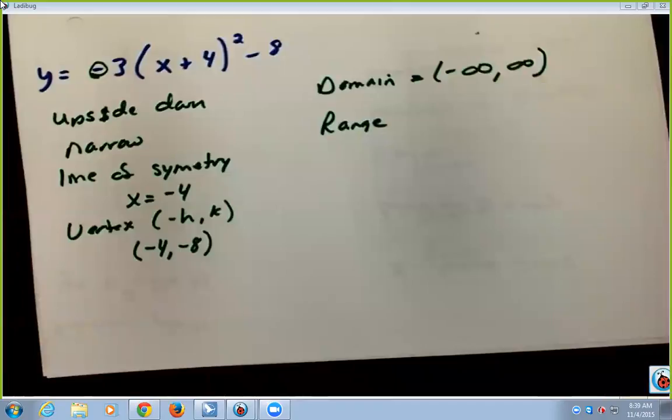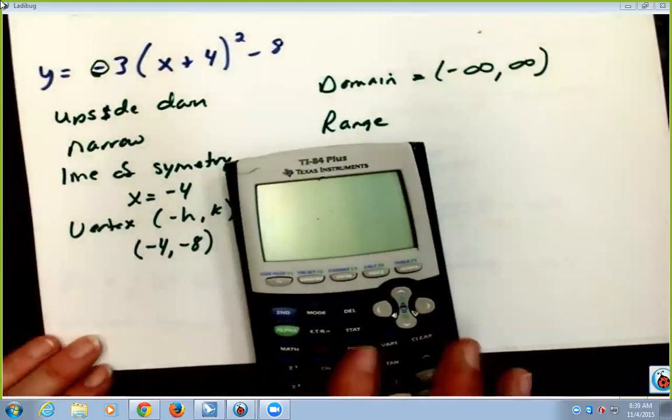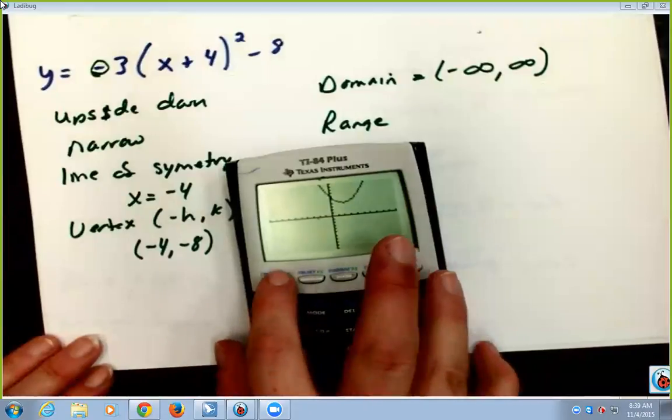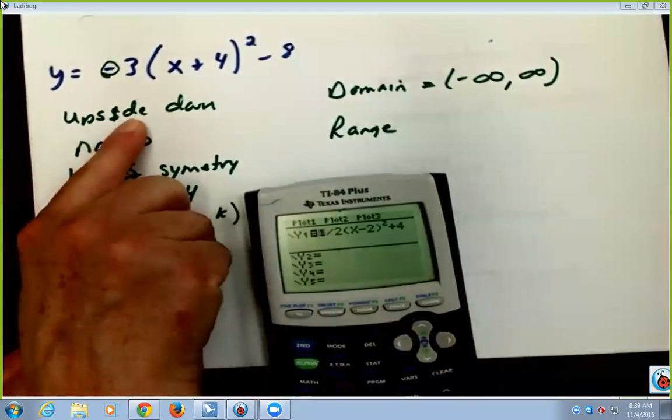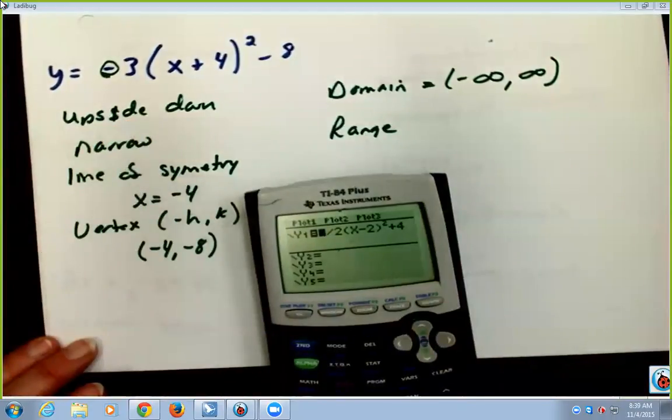What's my range going to be? And you might want to stick it on your graph and see what your graph is going to end up looking like, because that will end up telling you. Of course, we know it's upside down, so we know it's going to go at the bottom of the graph. So we know that piece.